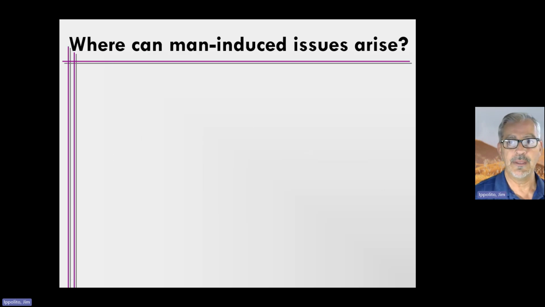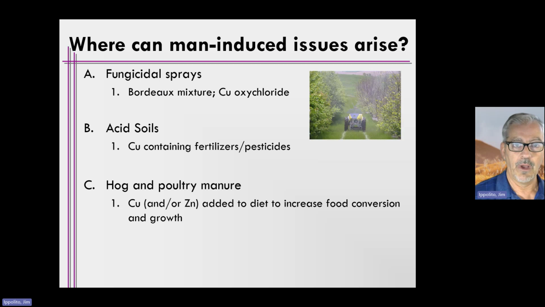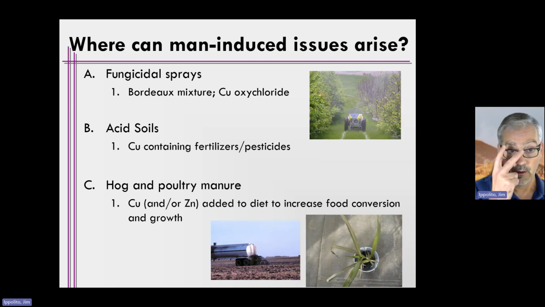So where can these issues from human-induced copper toxicities in basic soils arise? Well, they can arise from simply spraying herbicides that contain copper. There's a herbicide, or a fungicide, actually. It's not a herbicide. It's a fungicide called the Bordeaux mixture. I believe it's copper chloride or copper sulfate, or you spray copper oxychloride.